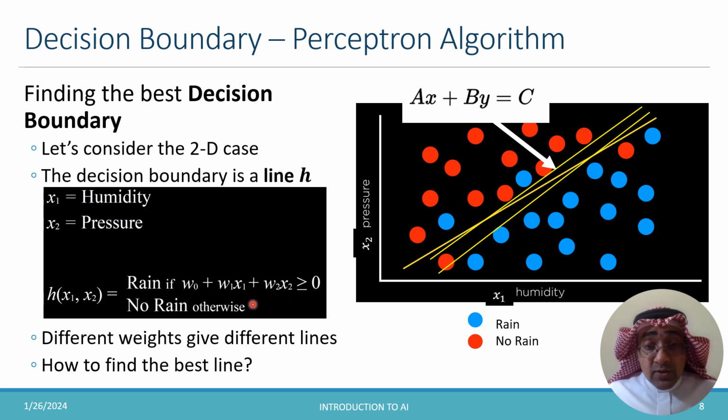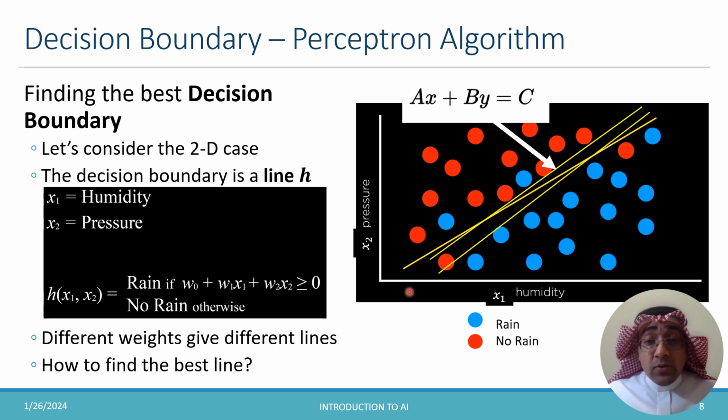And we say if the point lies on the line that we have for the perceptron, it is going to produce a 0. If it was greater than 0, that means it's down here, and it's going to be rain. If it's less than 0, it's going to be up here, which means it's no rain, because the line is tilted this way.